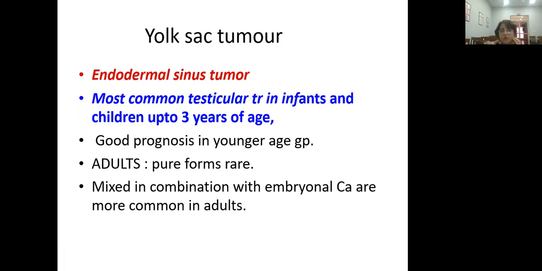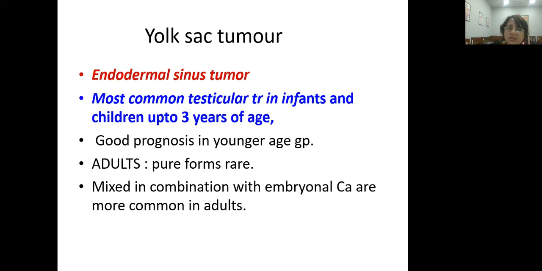Yolk sac tumor. Now, yolk sac tumor is also known as endodermal sinus tumor. Yesterday we studied it in ovarian tumors as well, and it occurs in infants and children up to 3 years old. It is more common in children. If it occurs in adults, it is associated with a bad prognosis. In children, pure forms do not occur; in children it occurs as mixed forms.